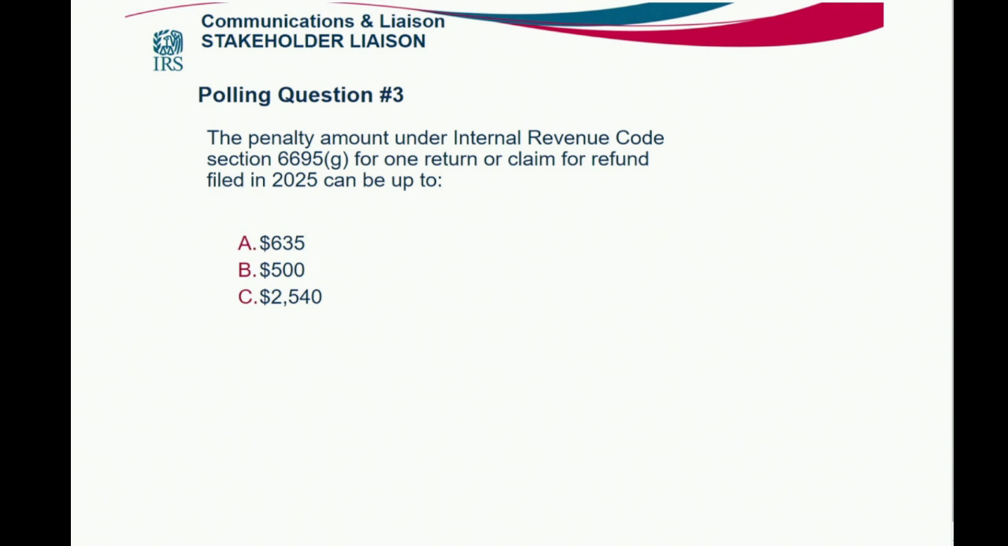The penalty amount under Internal Revenue Code Section 6695(g) for one return or claim for refund filed in 2025 can be up to, is the answer A, $635, B, $500, or C, $2,540. Take a moment. Think about what you just heard Kyle say, and think about what you probably already know, and click the radio button that best answers the question.